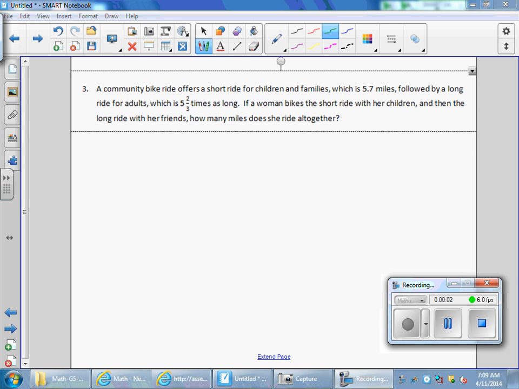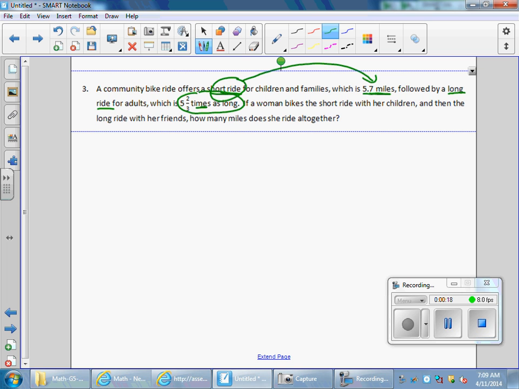Okay, lesson 24, module 4, homework, question number 3. Community bike ride offers a short ride for children and families, which is 5.7 miles, followed by a long ride for adults, which is 5 2/3 times as long. If a woman bikes the short ride with her children and then the long ride with her friends, how many miles does she ride all together?